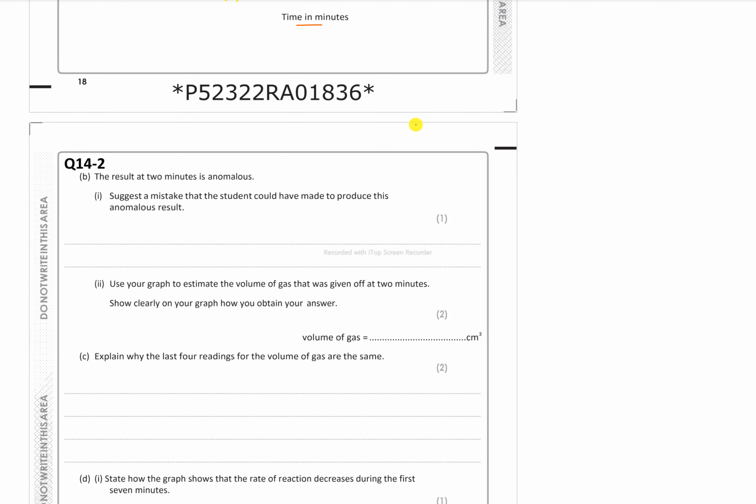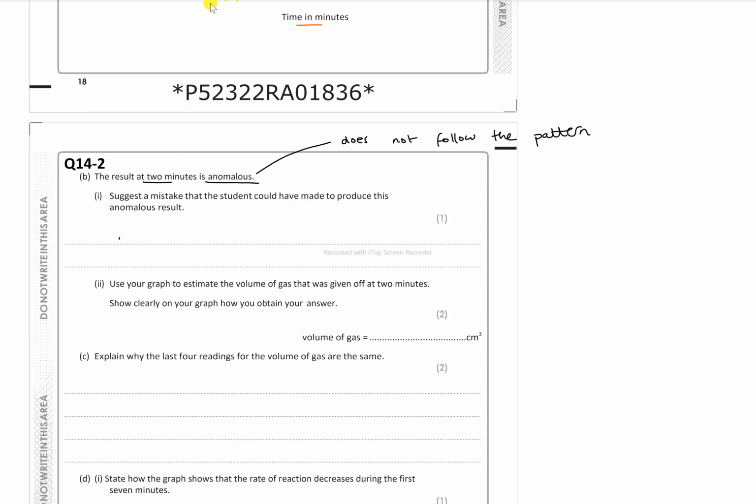Right, okay, so now we're going to that. We're answering that question. The result at 2 minutes is anomalous. It means away from the normal. It does not follow the trend. It does not follow the pattern, as we expect it to. This suggests a mistake that the student could have made.